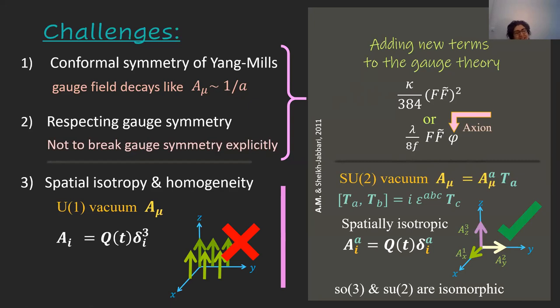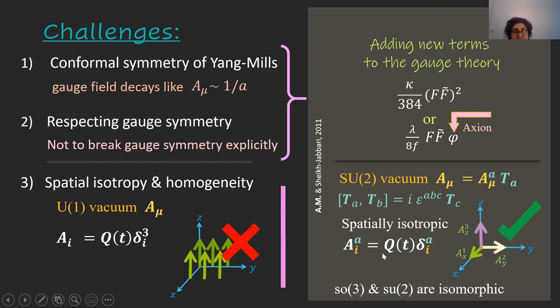But then it leads to the third challenge, which is about the spatial isotropy and homogeneity that we know our very large scale universe has. And the point is, imagine that you have a normal gauge field, like a U(1) vector, and it has a homogeneous solution all over the sky. So it means that all over the sky, you have a vector in some given direction. It immediately breaks the spatial isotropy. So that's an issue: how to explain the spatial isotropy and homogeneity while we have a gauge field.